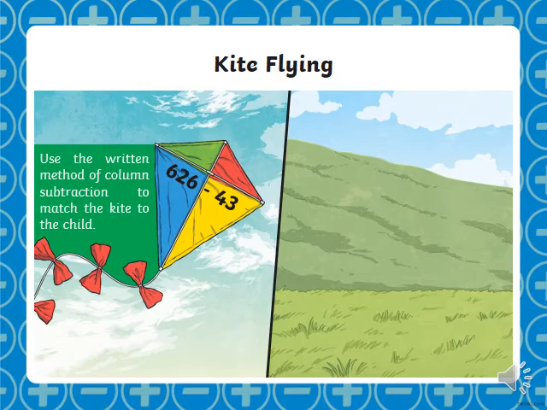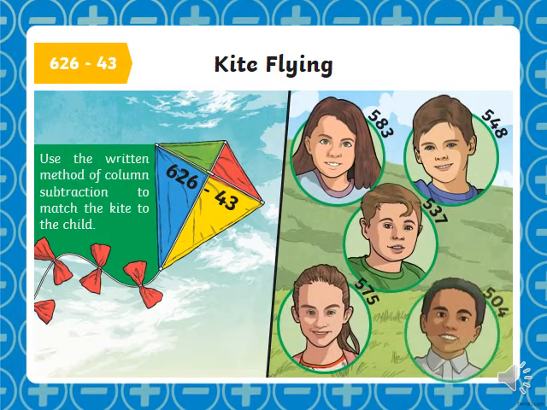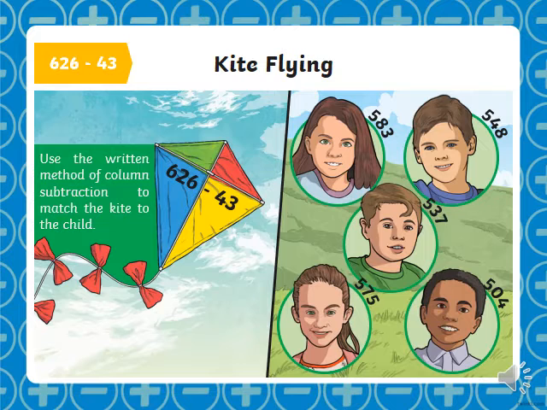Okay, let's try another one. 626 take away 43. So you're going to use the written method of column subtraction to match the kite to the child again. Okay, so pause the video here and then come back.